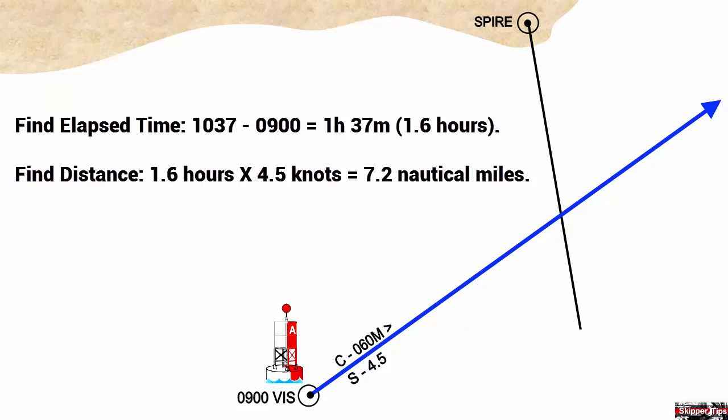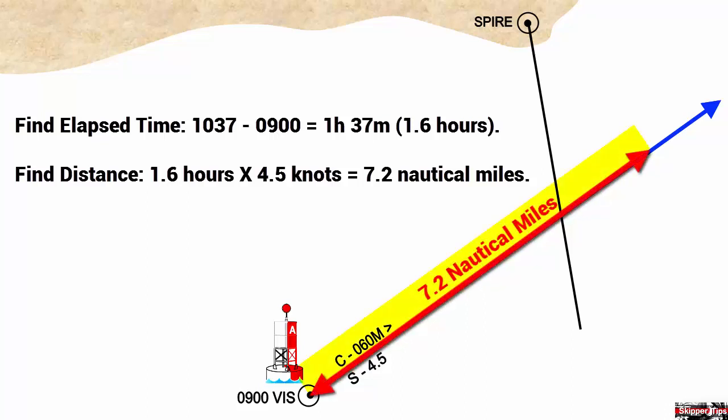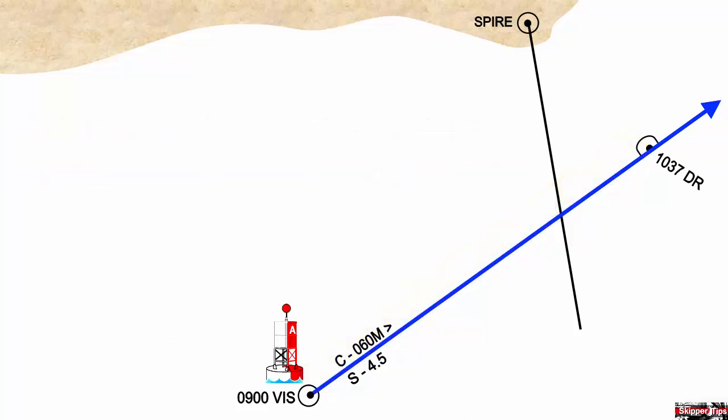Use a plotting compass or dividers to measure 7.2 nautical miles along the track line from the 0900 position. Place a dot and half circle along the track line as shown and label it 1037 DR.